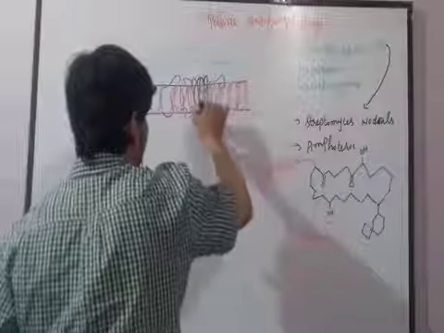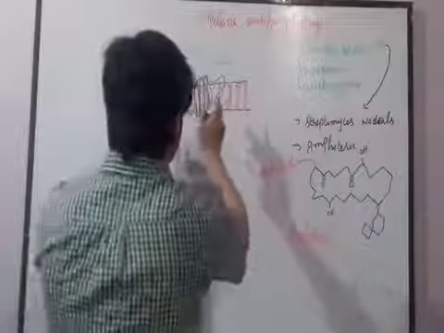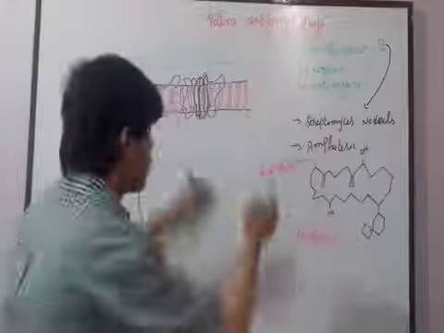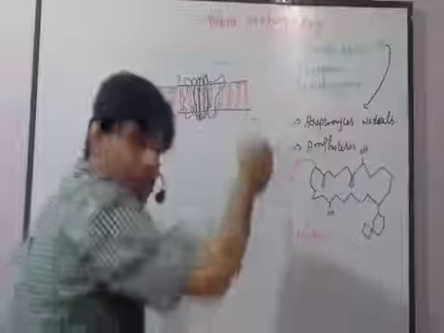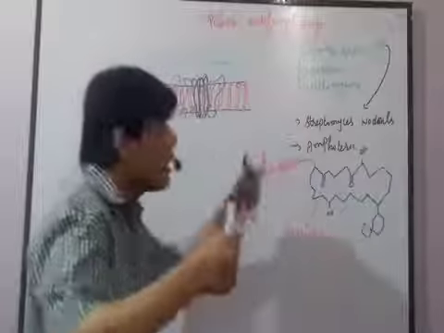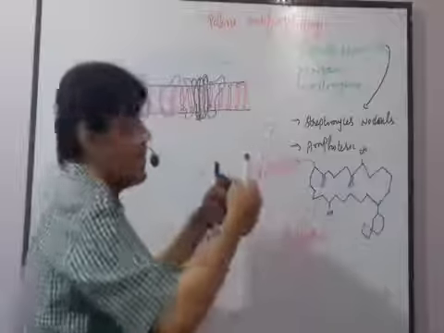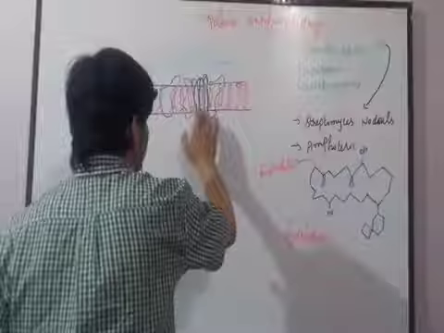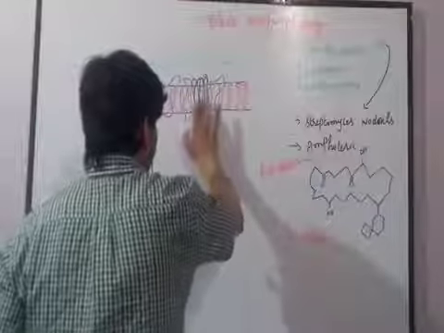There will be a lot of amphotericin B accumulation with this ergosterol. When the ergosterol is present, this polyene antibiotic will be easily attached here. So due to this ergosterol, amphotericin B will be easily attached. When the amphotericin B attaches here, what actually happens after that? Holes will be created.